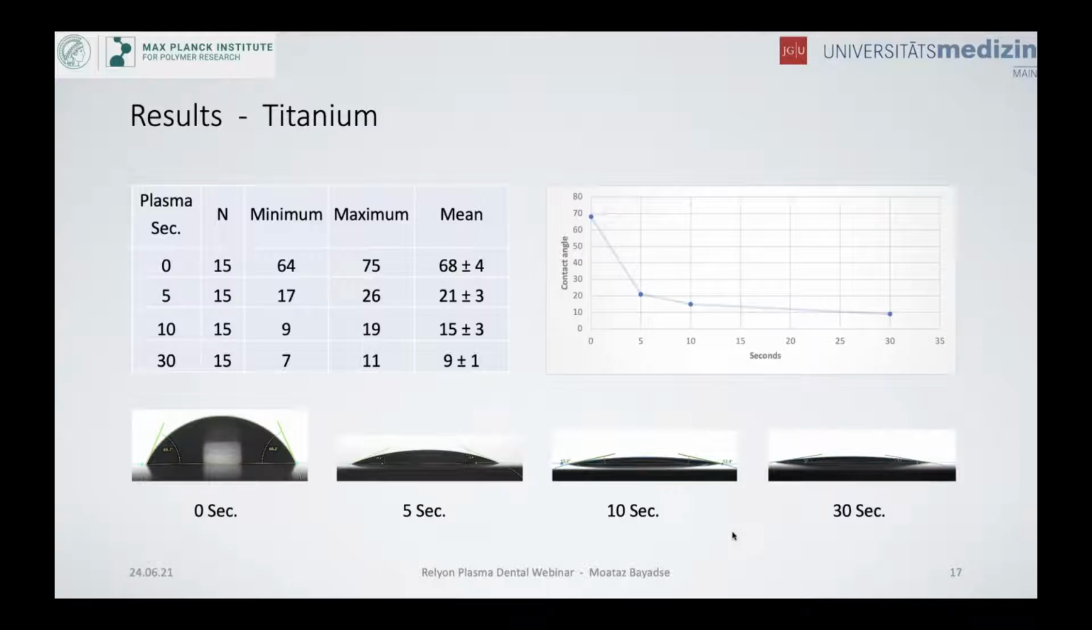So now we have our results. We have done 15 measurements per time unit, and we measured the plasma effect after 5, 10, and 30 seconds. As you can see, after 5 seconds we have a significant reduction of the contact angle, and with further plasma activation, we have a further reduction of the contact angle, not that much, but it's also a result.